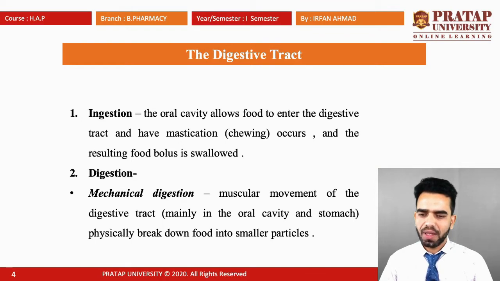So they physically break down the food into smaller particles, which are the absorbable particles. Mechanical digestion, that is the muscular movement of the digestive tract, mainly occurs in the oral cavity and in the stomach. In the oral cavity, it occurs with the help of the teeth, and in the stomach, with the help of muscular movements. So this is mechanical digestion.